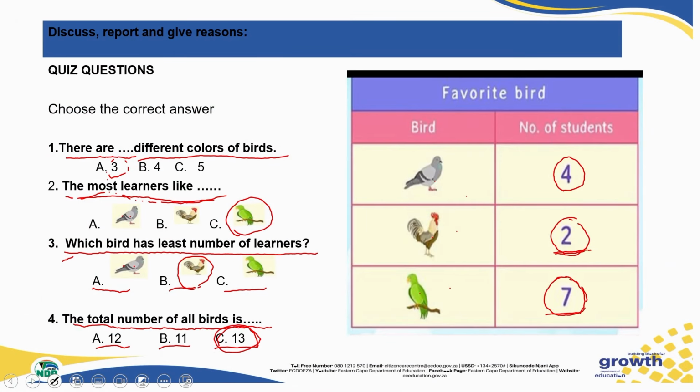That's correct. There are 13 birds altogether. We got the answer by adding 4 and 2 and 7. Then the total number is 13. Well done, grade ones. Now, I want you to check now whether you understood our concept.